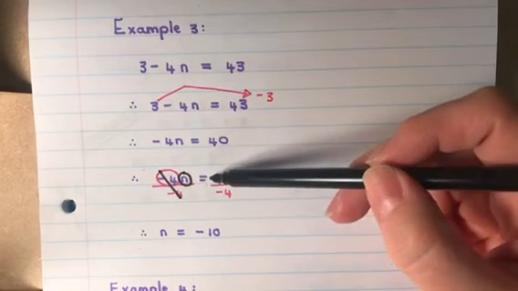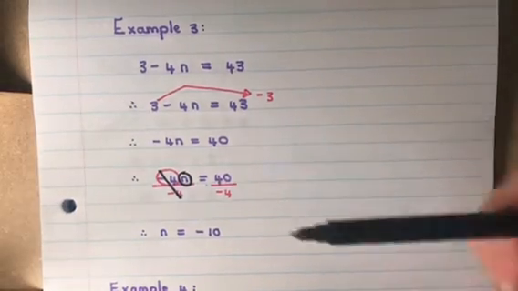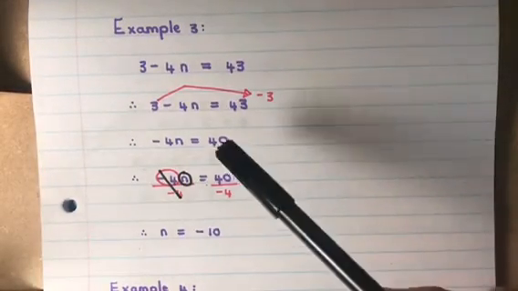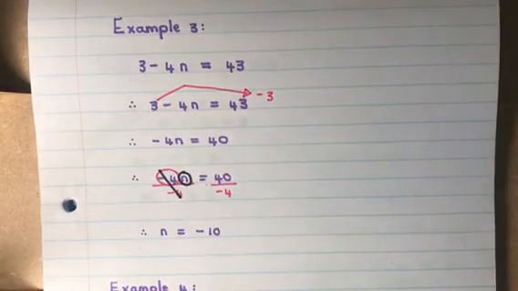Remember your SNARE. First the signs, then the numbers. We don't have exponents here, so it's sign and the number. Right.